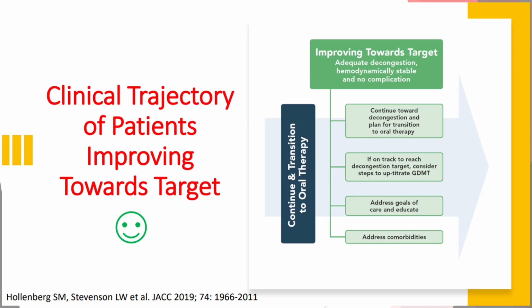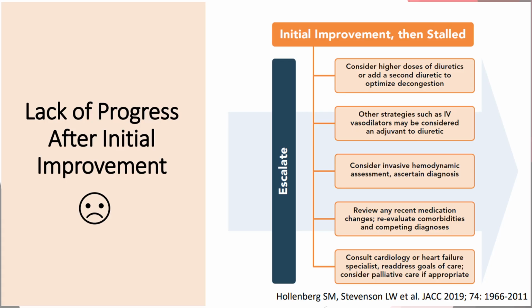So, clinical trajectory of patients improving towards the target, great. We're addressing goals of care and educating. We are getting them on GDMT or optimizing their GDMT and addressing comorbidities. Lack of progress, consider higher dose of diuretics or adding second diuretics. Other strategies such as IV vasodilators may be considered. Considering invasive hemodynamic monitoring can be helpful. Reviewing any recent medication changes, reevaluating comorbidities and competing diagnoses. Consulting cardiology or heart failure specialist, plus or minus palliative care is really essential.